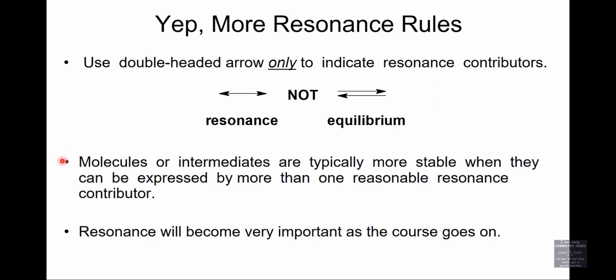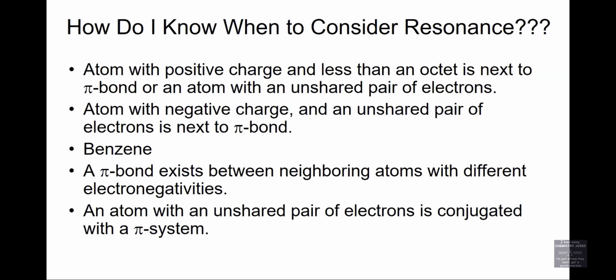In general, when a molecule can be represented by multiple resonance structures, it's considered more stable. We talk about the stability of molecules frequently, and if that molecule can be represented by multiple resonance contributors, it's generally more stable. Resonance is a big deal. It will become a bigger and bigger deal as we go on. So I think this is a pretty important slide that you should probably put stars on and boxes around and lots of highlighters on. It's telling you how to begin when you're drawing resonance contributors.